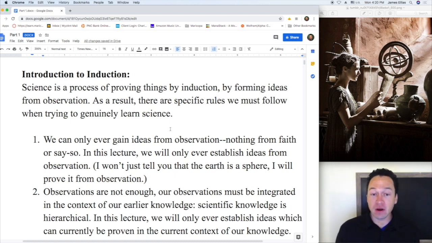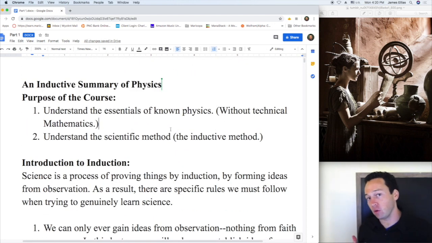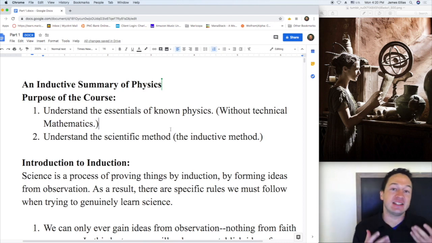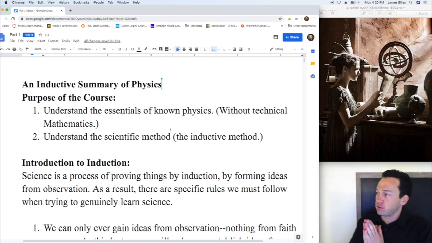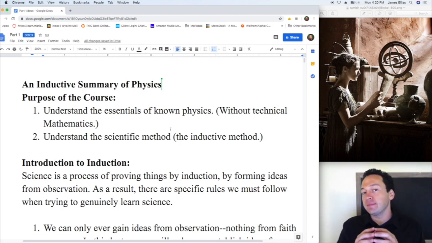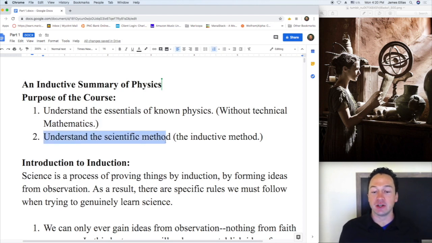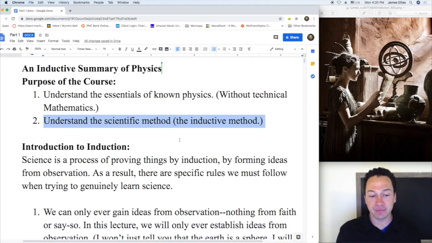By going through the discoveries of physics in roughly the historical order, we will be understanding an essentialized history of physics. This won't exactly be a history, but we'll go through some steps that are similar to the history, and we'll go through steps by which these scientific principles could have been discovered and proven. So by doing this, we're going to be understanding the inductive method in this class. Those are the two purposes of this class.